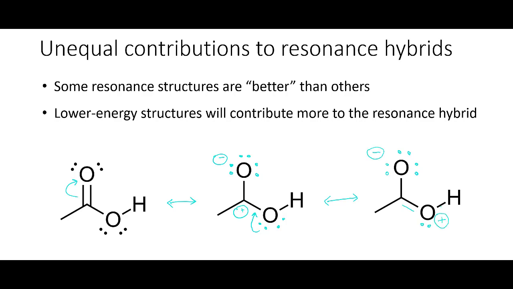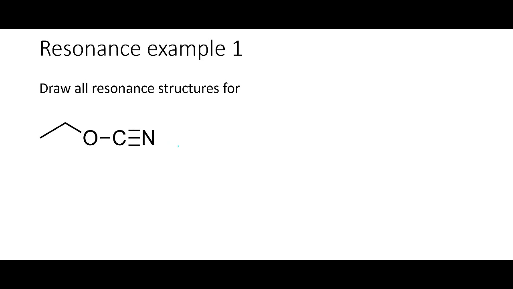Even though these last two structures are not very large contributors to the overall resonance hybrid, the structure on the far right is probably worse than the one in the middle, because the charges are separated further, making the structure less stable. Now let's take a look at some examples and see if we can recognize the resonance scenarios.